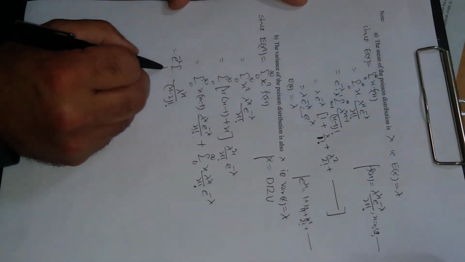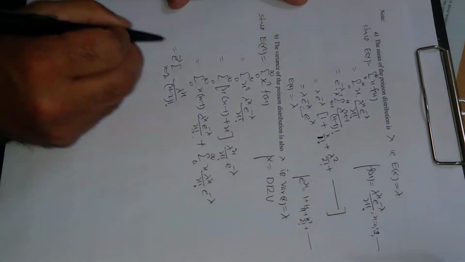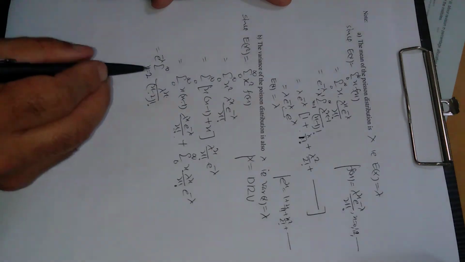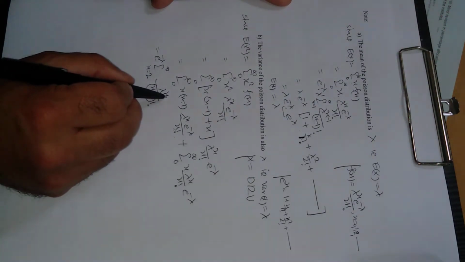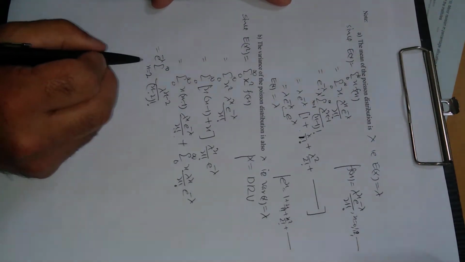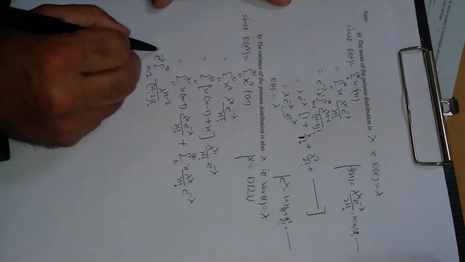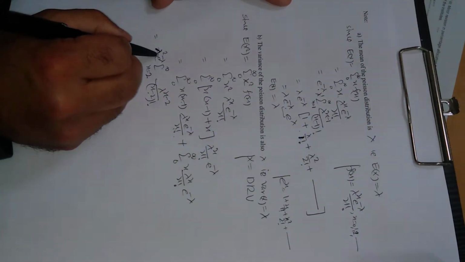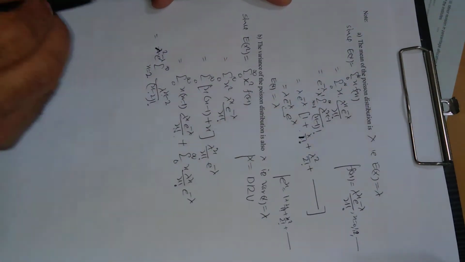So x in this case must start from 2 to infinity, because we have to make this factorial 0 and this power 0. In order to make this power 0, we must write here minus 2. If you write here minus 2, you have to write here lambda raised to power 2. Multiply these two, this is still lambda raised to power x.